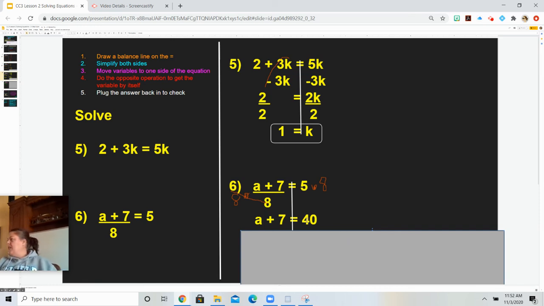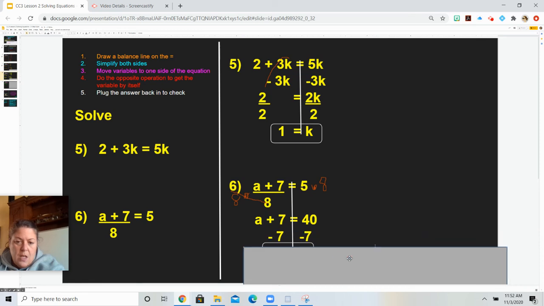Now in this case, what makes this one different, our last step is actually not multiplying or dividing, it's actually subtraction. So I need to subtract 7 from both sides to make sure that a is by itself. And so that gives me that answer of a equals 33.